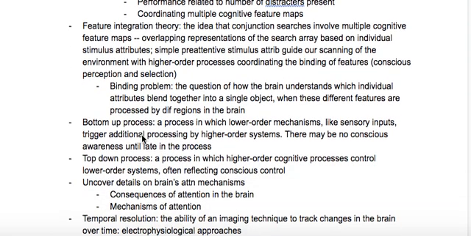Bottom-up processing is a process in which lower-order mechanisms like sensory inputs trigger additional processing by higher-order systems. There may be no conscious awareness until late in the process for bottom-up processing. Top-down processing, then, is a process in which higher-order cognitive processes control lower-order systems, often reflecting conscious control.